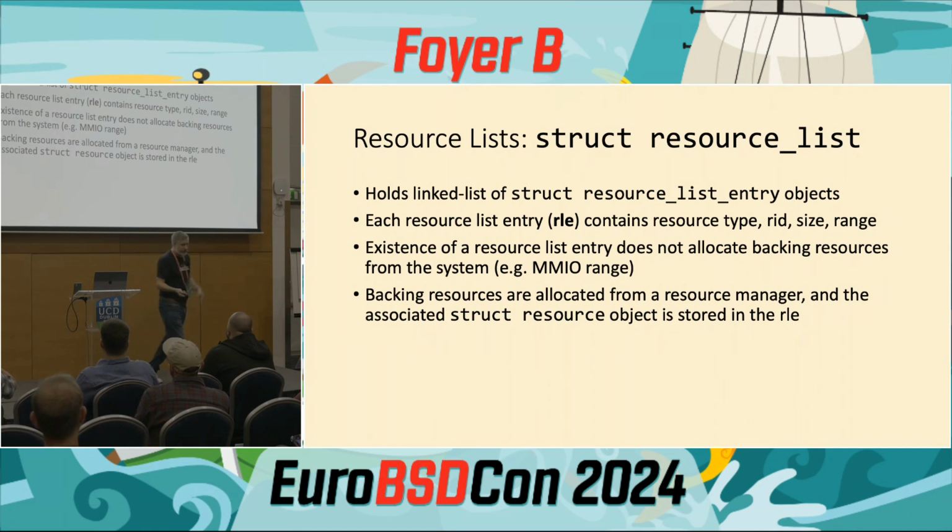When we do want a resource, then we'll take the information in a resource list entry and use that to call a resource manager to say, give me a chunk of resource of the right type. And then when we get back the resource object for that, that becomes the backing resource for this RLE, and we'll save it in the RLE.